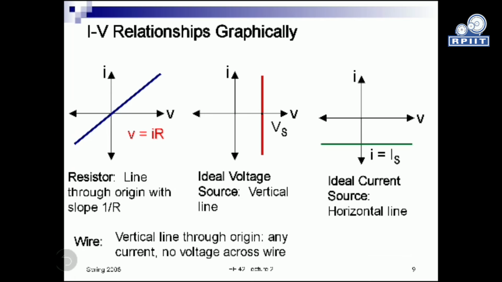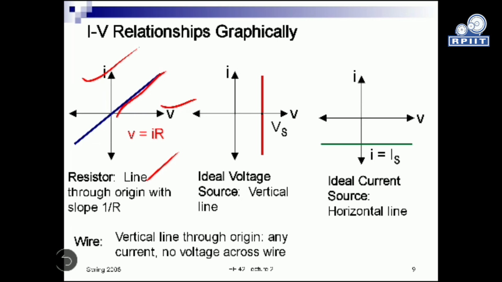So here is the IV, that is, current-voltage relationship, represented graphically. So I is our y-axis, and V is our x-axis. You can see a linear relationship between I and V represented by the resistance R. So a line through the origin with the slope 1 by R we can represent. So this is the resistance characteristic.